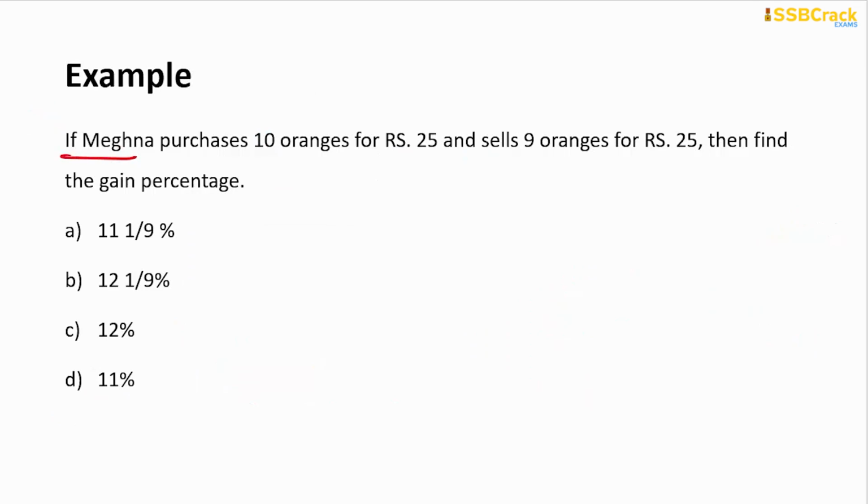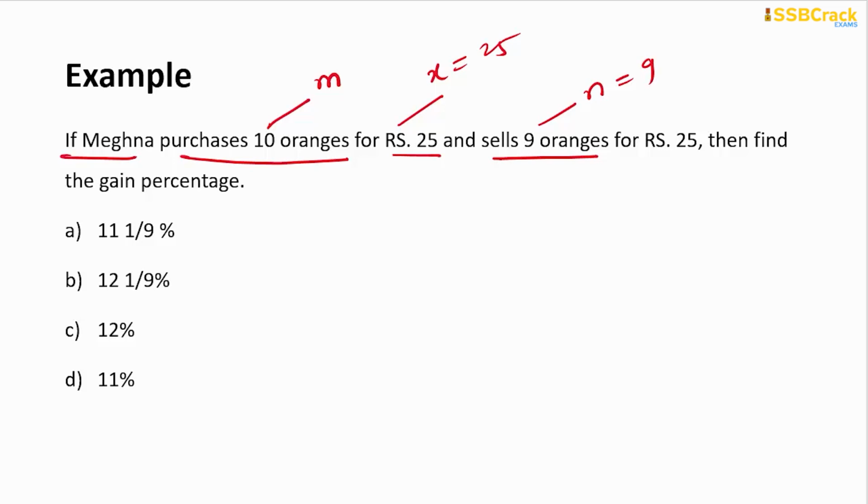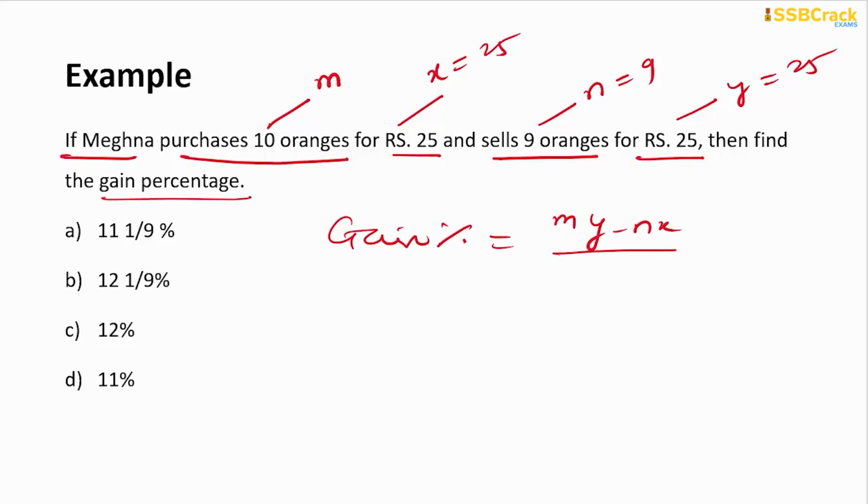If Meghna purchases 10 oranges for rupees 25, see this 10 indicates M articles, M items. So 10 oranges she purchased for rupees 25, so that is the amount X, and sells 9 oranges, that is N, and sold them for rupees 25, so that is Y. We shall calculate the gain percentage as instructed in the question. Whether they ask for gain percentage or loss percentage, use the same formula. What was that? It was (MY minus NX) upon NX into 100.